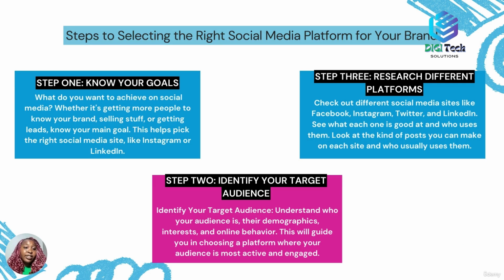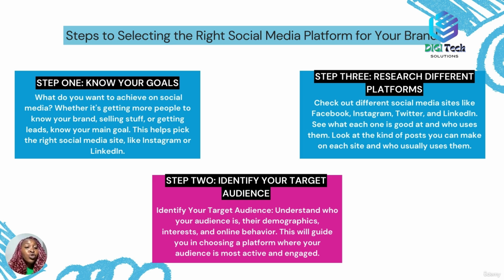Now we have gone ahead to look at factors to consider when choosing a social media platform for your brand, right? So now we are going to steps to selecting the right social media platform for your brand. So you can actually be doing this as I am doing right now. You can get a pen and a paper, and then we can start the process of selecting the right social media platform for your brand.